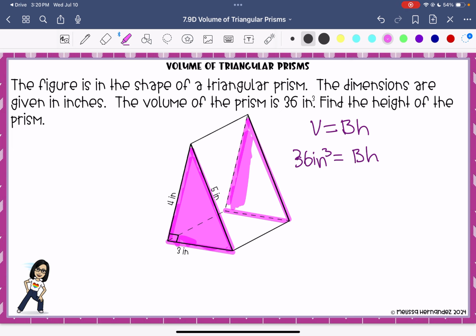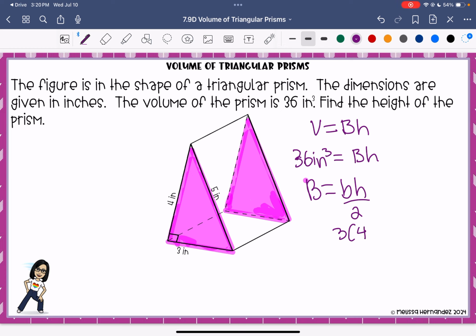Now, the base and the height are 3 and 4. The 5 is really your hypotenuse, and you don't need that unless you're solving problems that involve the Pythagorean theorem. So I'm going to solve for the area of the base, which would be base times height, divided by 2. In this case, my base and height are 3 and 4. So 3 times 4 is 12. Half of that is 6.